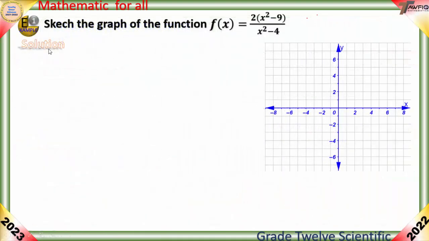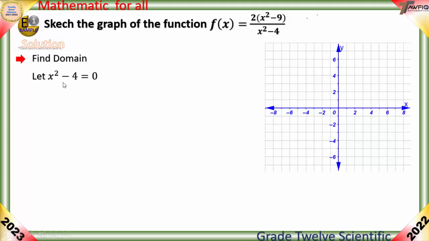Example number 1. Sketch the graph of the function f of x is equal to 2 times x squared minus 9 over x squared minus 4. First of all, find the domain of this function. To find the domain, take the denominator equal to 0 and find the value of x.